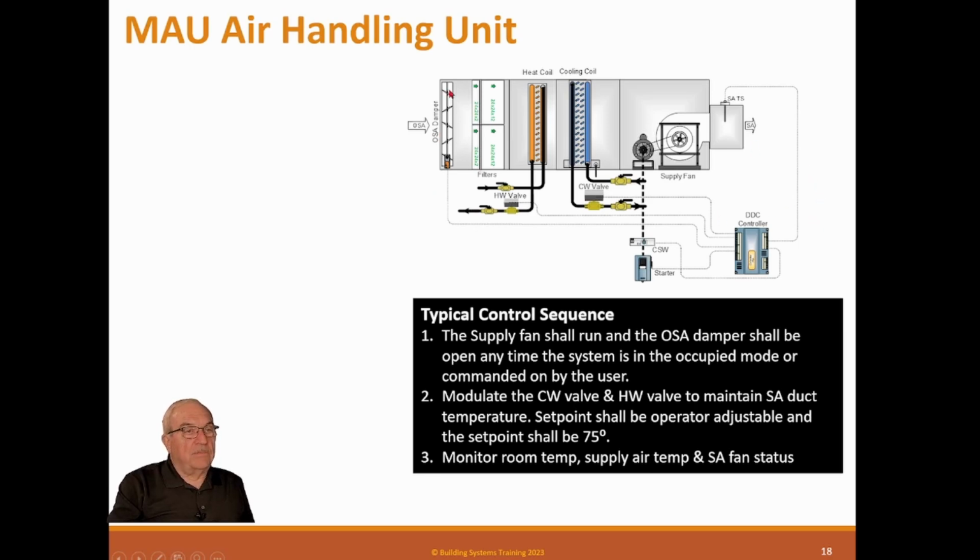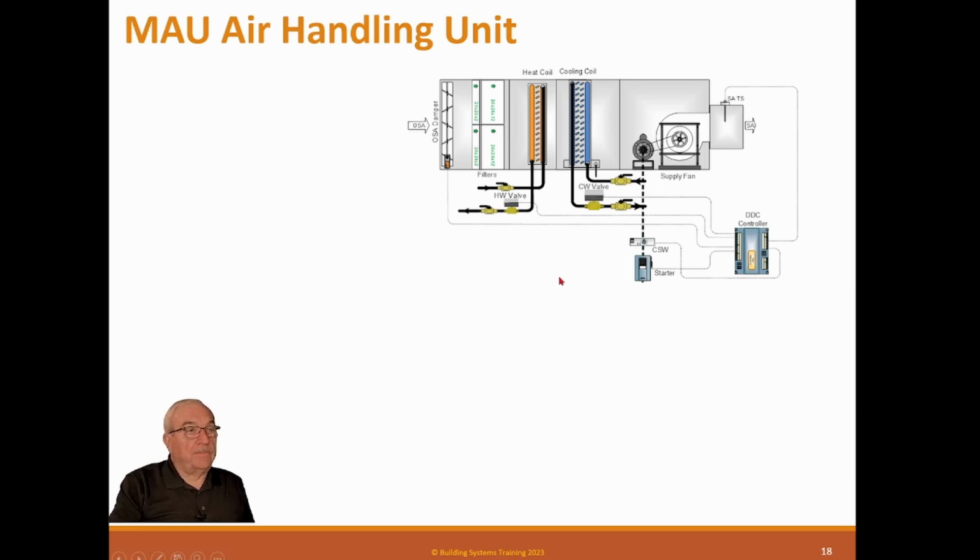So I'm calling this an outside air damper, but it's actually an isolation damper because it's as big as a unit. Modulate the chill water valve and hot water valve to maintain the supply air duct temperature set point. It shall be operator adjusted and the set point should be 75 degrees because it's makeup air, but they can adjust that temperature. Monitor the room temperature, supply, and supply fan status. It's a pretty simple unit, makeup air units.